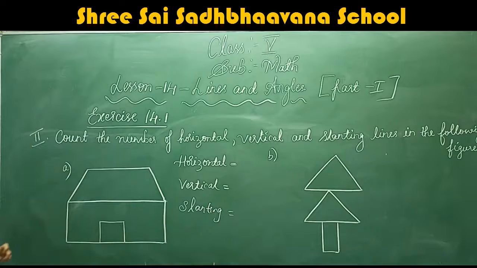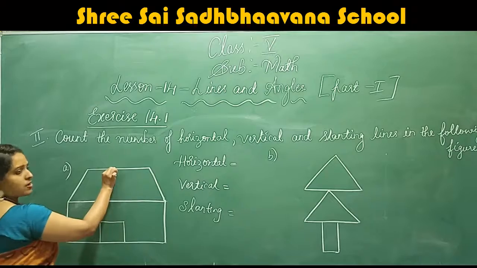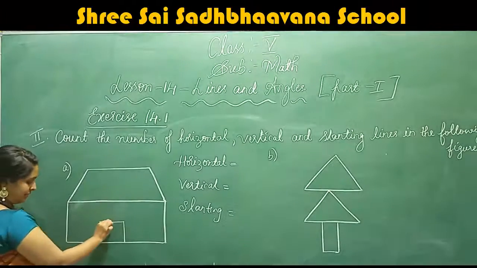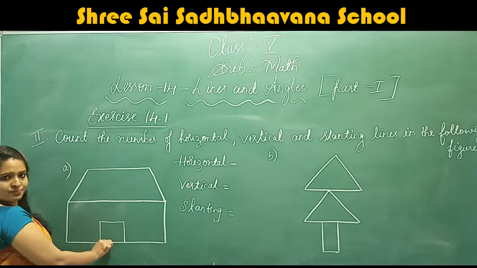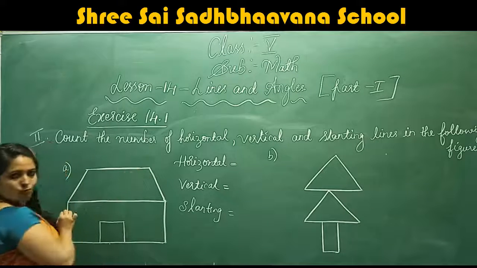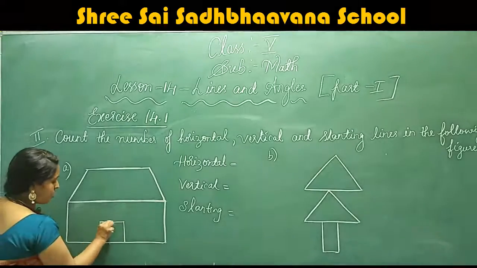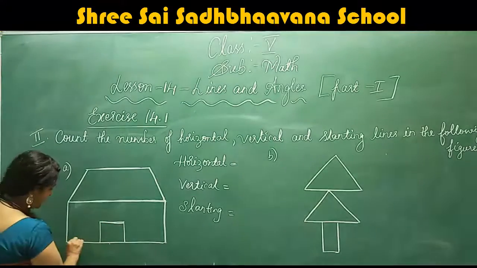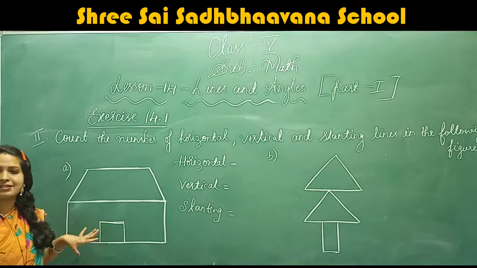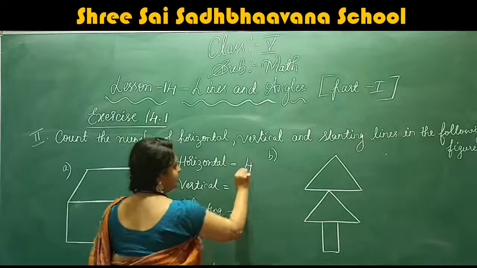Yes. So here you see horizontal lines. Let us count the horizontal lines. This is one horizontal line. This is the second horizontal line. This is the third horizontal line. And this is the fourth horizontal line. Other than these four, can you find any horizontal line here? No. So there are 4 horizontal lines.